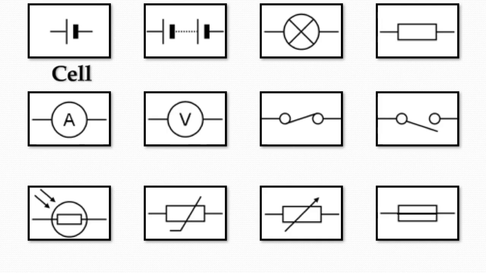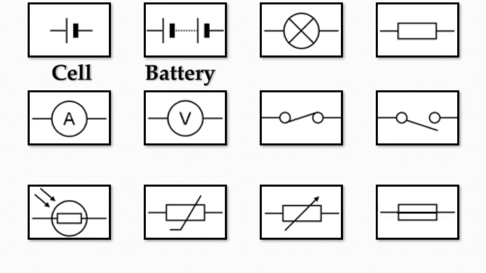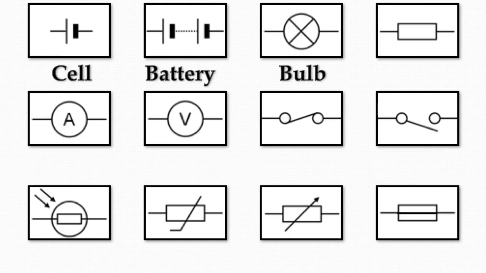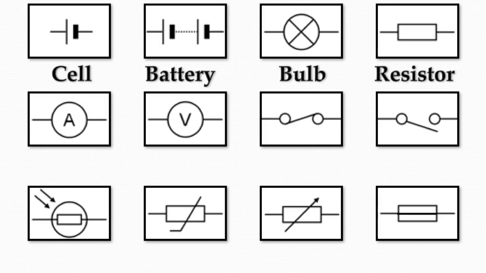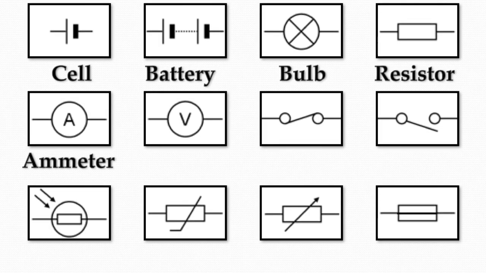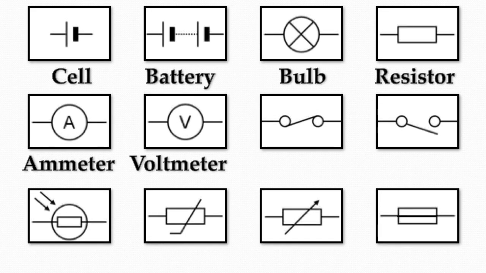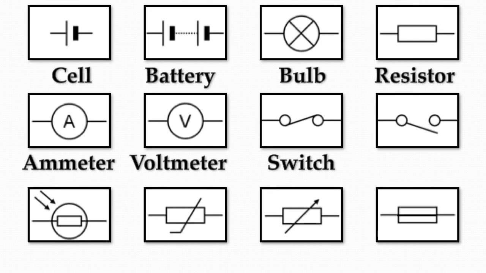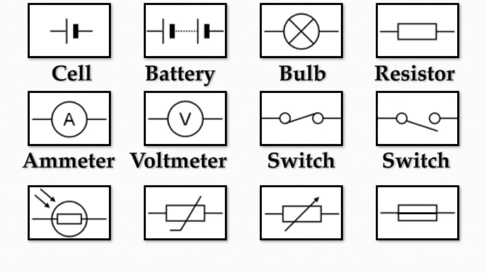The first component is a cell. Two or more cells together make a battery. Hopefully you're familiar with the bulb or lamp. Next we have a resistor. The A in the circle stands for ammeter, and the V in the circle stands for voltmeter. This is what a closed switch would look like, and an open switch.